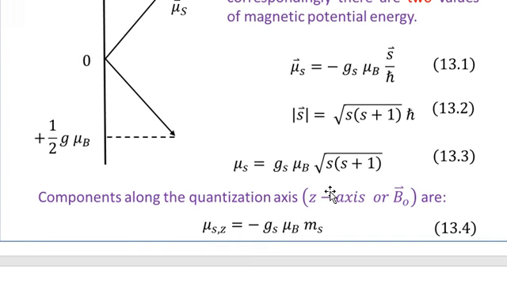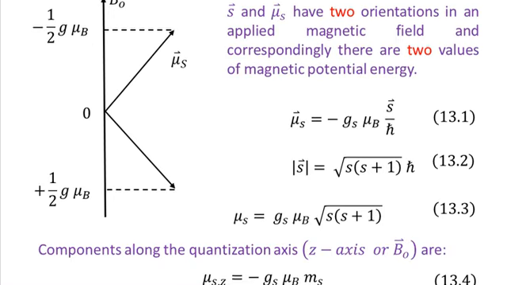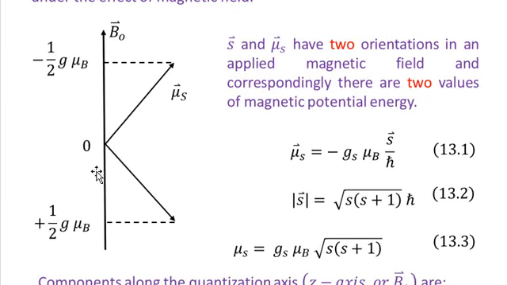Now you see that I am going to apply an external magnetic field B naught. For that case, I have shown the cases over here. So in the picture, you can see that I have applied magnetic field B naught. The vectorial form of magnetic field B naught is given along the Z direction, which is also called the quantization direction. And I have shown two cases of the spin magnetic moment in the vectorial form.